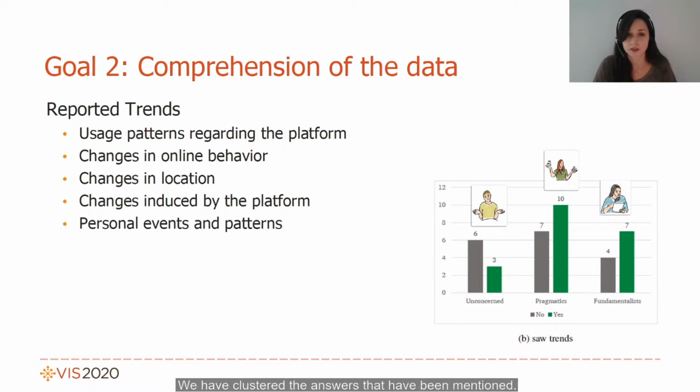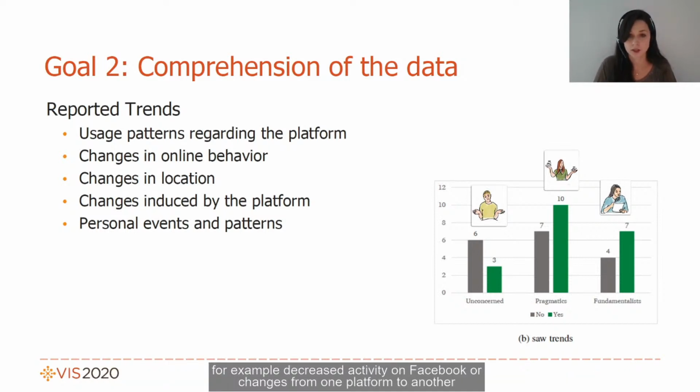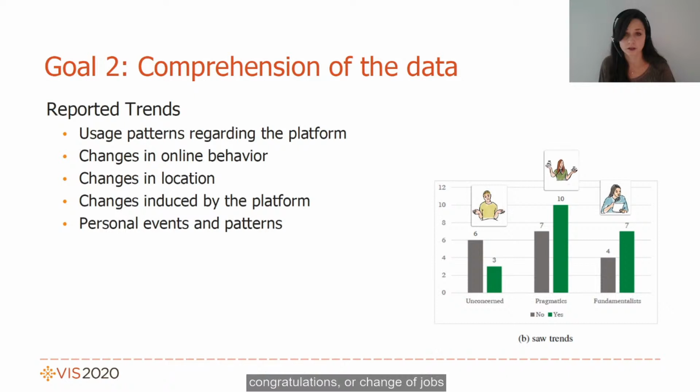And we have clustered the answers that have been mentioned. For example, the usage pattern with regard to the platform. This is, for example, decreased activity on Facebook or changes from one platform to the other. Or personal events and patterns, for example, sleeping patterns, online times, holidays, birthday congratulations, or changes in job.